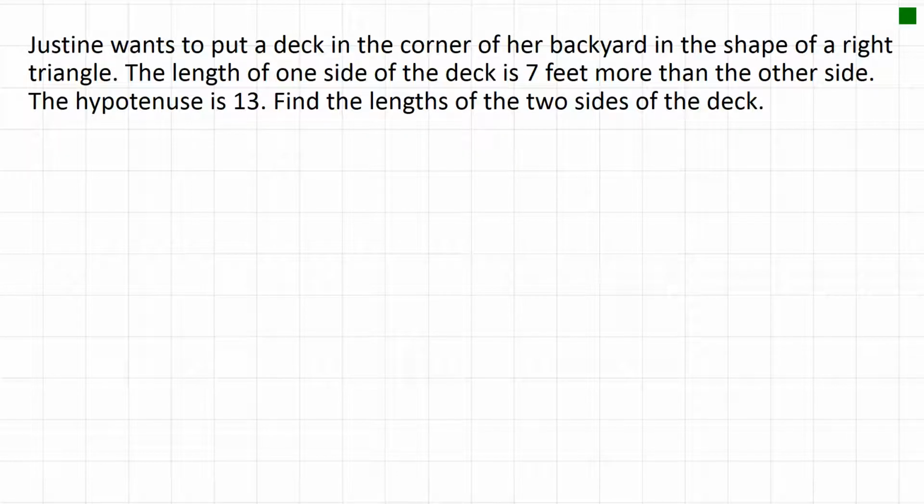Justina wants to build a deck in the corner of her backyard in the shape of a right triangle. The length of one side of the deck is 7 feet more than the other side. The hypotenuse is 13. So what are the lengths of the two sides of the deck?